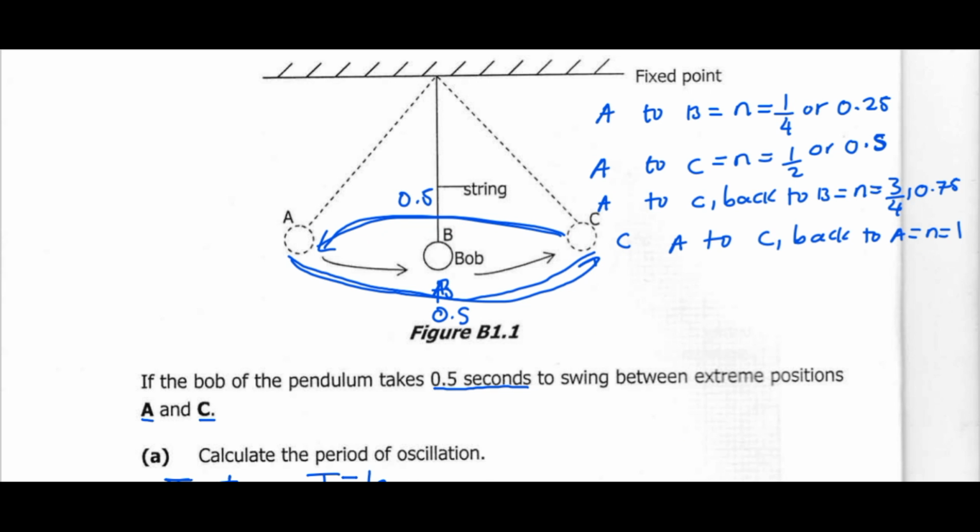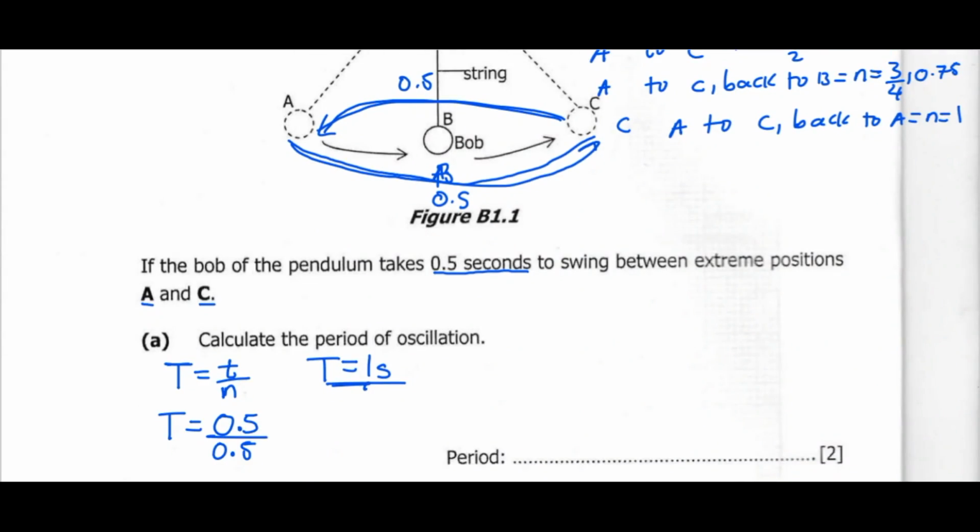We know that if we add 0.5 plus 0.5 will give us 1. So what is period? Period is just the time taken to make one complete oscillation. So this means that every 1 second, one complete oscillation was produced.